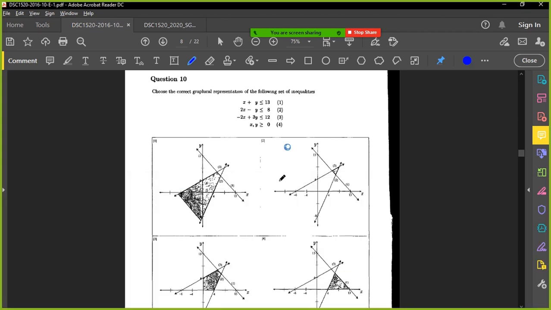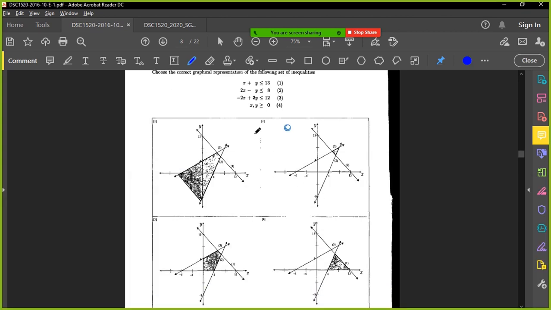Okay, question 10. Another one for you to try. We've looked at quite a few of these in previous past papers, so I'm hoping you remember how to approach it. You're basically going to start with the origin, so you're going to set x and y to 0. Good. Okay, so let's test each of these graphs. Can you test graph number 1?